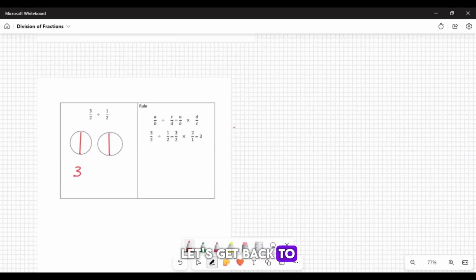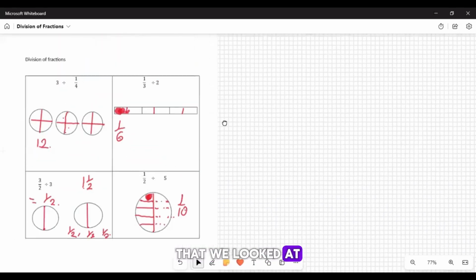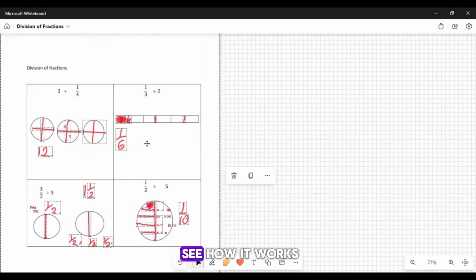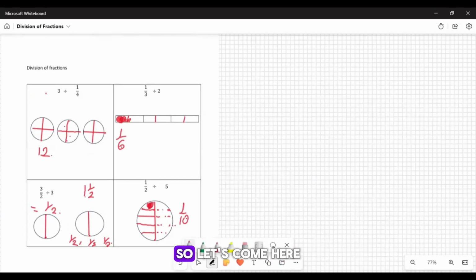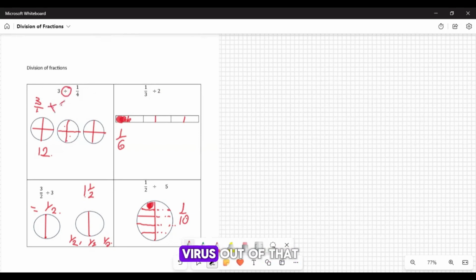Let's get back to the initial fractions that we looked at and try to apply the general rule and see how it works. So let's come here. Here we have 3, and to have it representative, we can make it 3 over 1. This is divided by, so we'll change it to multiplication, and we take the vice versa of that, 4 over 1, and it is going to give us 12.